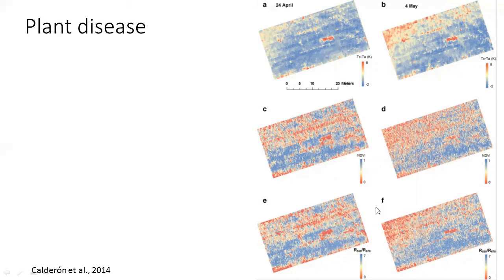And so the researchers found that the temperature data up here, and the bottom graph here with the ratio data, those two actually lined up pretty well with some of the information that they saw on the ground.